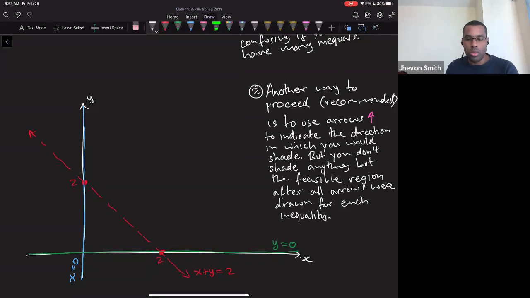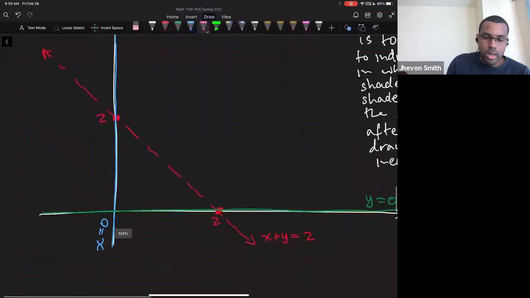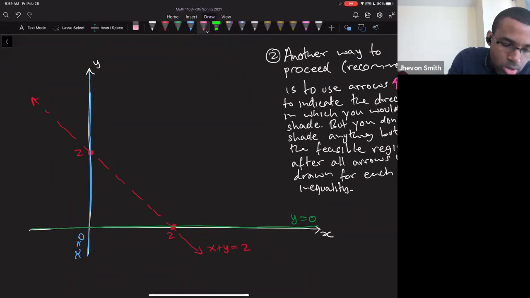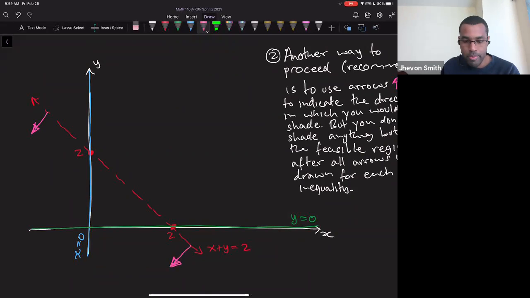Okay, so what would that mean? I go here and I know that, oh, I want x plus y less than 2. Plug in the origin, 0 is less than 2. That's true. The origin is in my solution, which means I know I want to shade below or to the left of the red line. But I'm not going to do that because I don't want to confuse myself. So what I'm going to do instead is put arrows on the red line that indicate to me what direction I would shade in when I'm ready to shade. So I just draw two little arrows on the line.